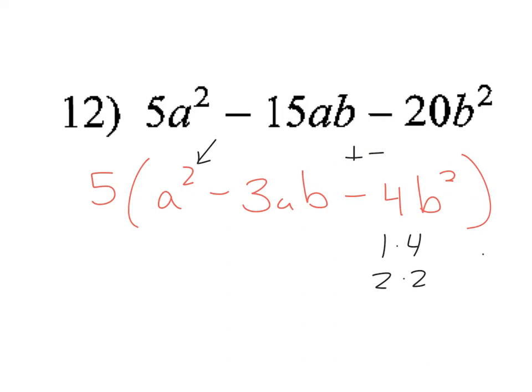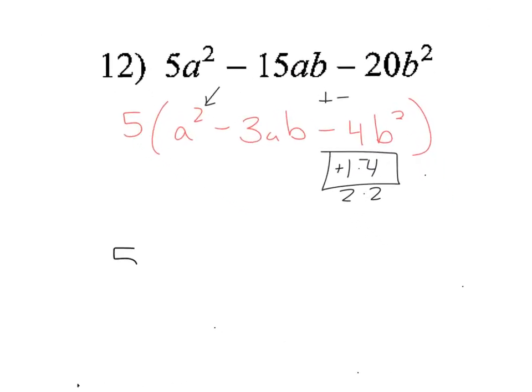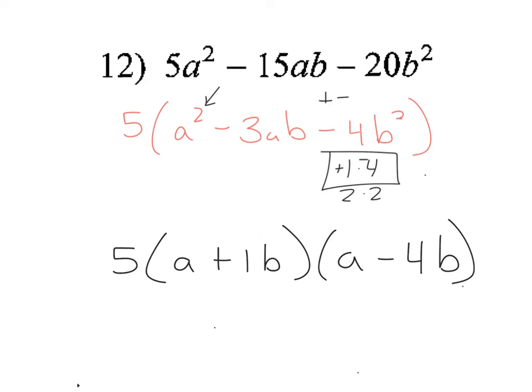So that means, if I'm looking at this guy right here, if I make this a negative 4 and a positive 1, when I multiply them, that gives me negative 4. And when I add them, that gets me negative 3 in the middle. So I'm going to keep the 5 on the outside, a plus 1. Don't forget about your b. And then a minus 4b on the backside.